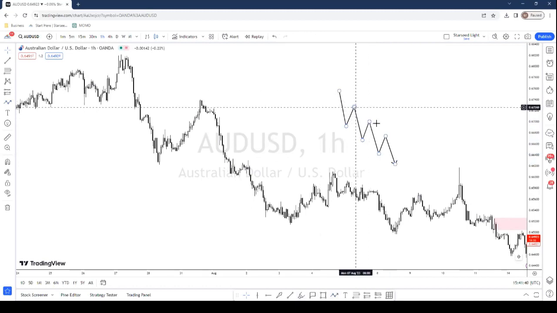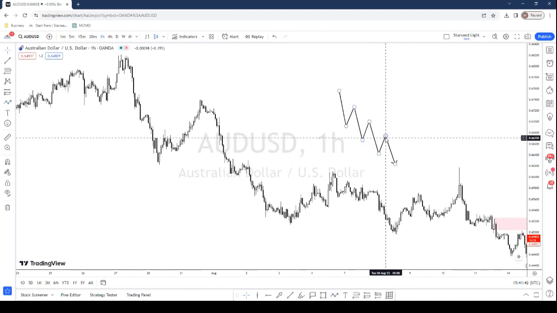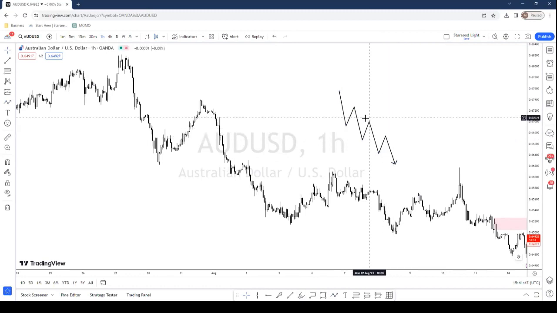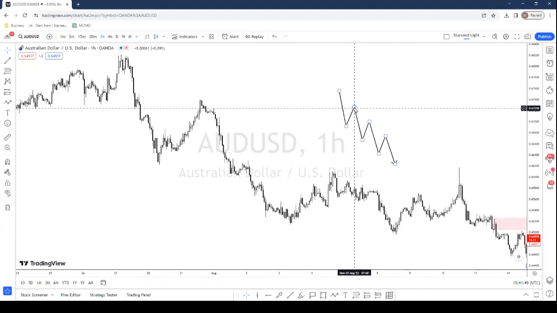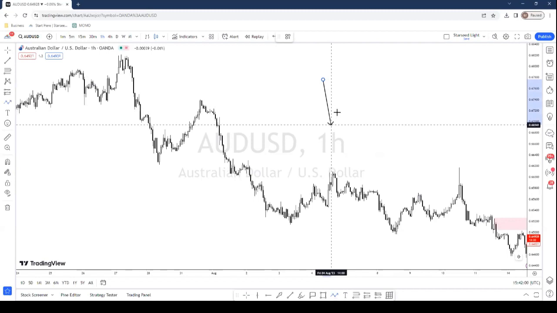Here there is liquidity. Here there is liquidity. Here there is liquidity. So I'm not going to sell from here, or sell from there. Why? Because I know there is liquidity resting over here that was not swept yet. So what I need to see is the market moving.